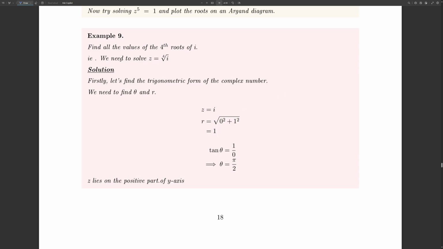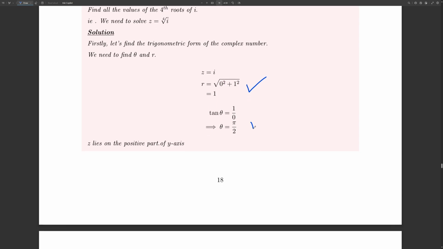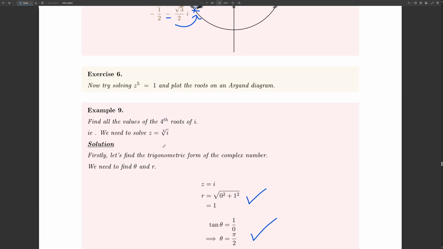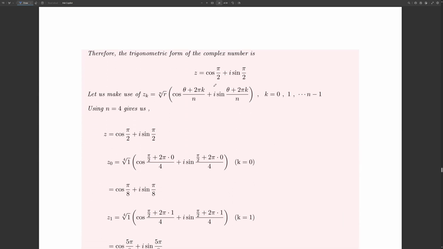So knowing this now, example 9 and its solution is already done for you. We did just like before. We went and we found our R. We found theta. Theta, as z lies on the positive part of the x-axis, right? So we take our pi upon 2.